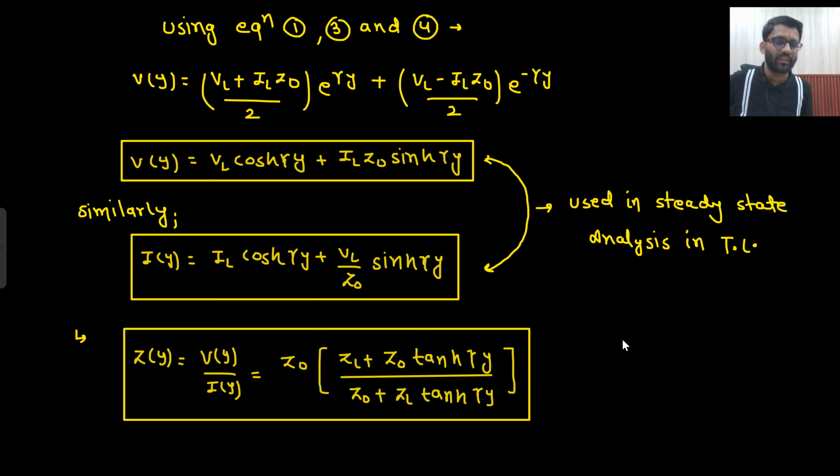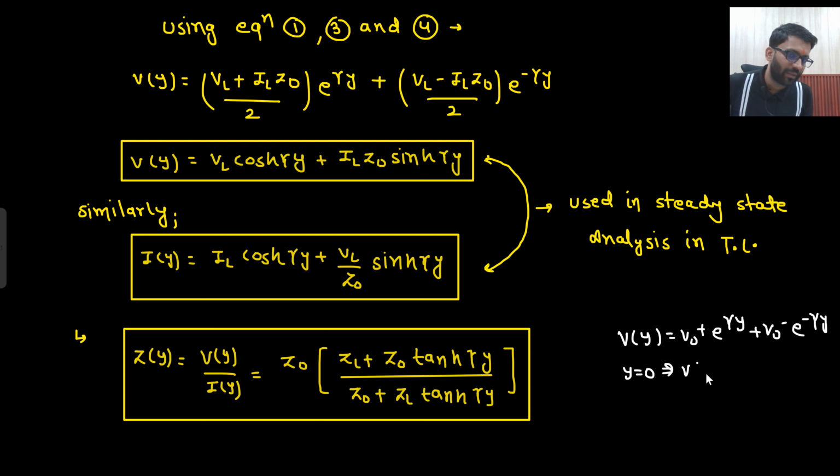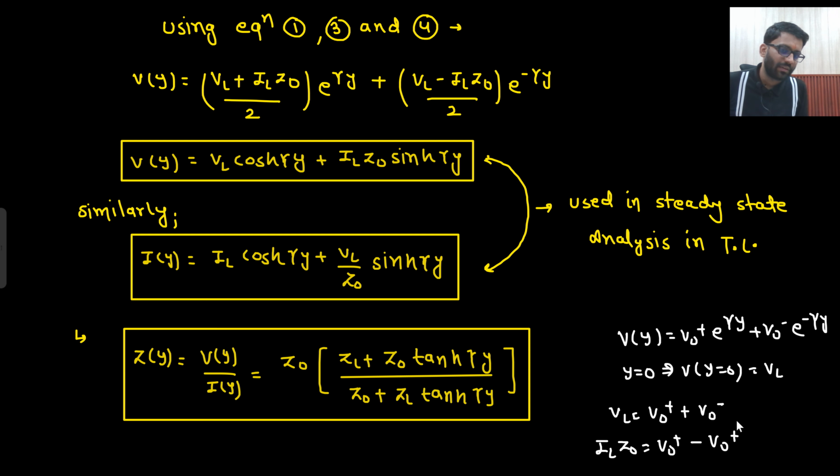And when I solve this kind of equation, what was our Vy? Our Vy was this initially, when we derived our expression. Then what did we do? We put y equals to 0. When we put y equals to 0, our Vy at y equals to 0 became VL. So our VL would be V naught plus plus V naught minus. Similarly, IL Z naught would become V naught plus minus V naught minus. And when I solve both of them, what will be the value of V naught plus? We were getting VL plus IL Z naught by 2.